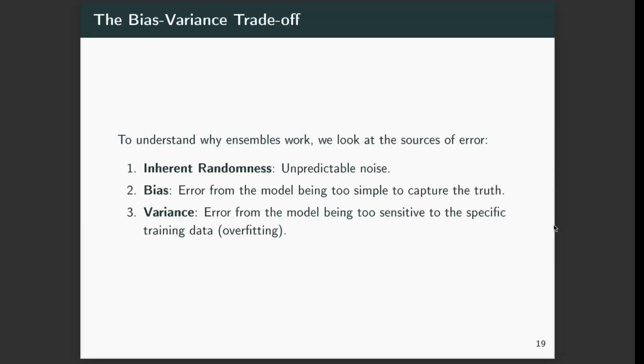The first is inherent randomness, sometimes called irreducible error. This is the noise in the data itself. No matter how perfect your model is, you cannot predict outcomes that are genuinely random. This is the floor on prediction error, and no algorithm can eliminate it.